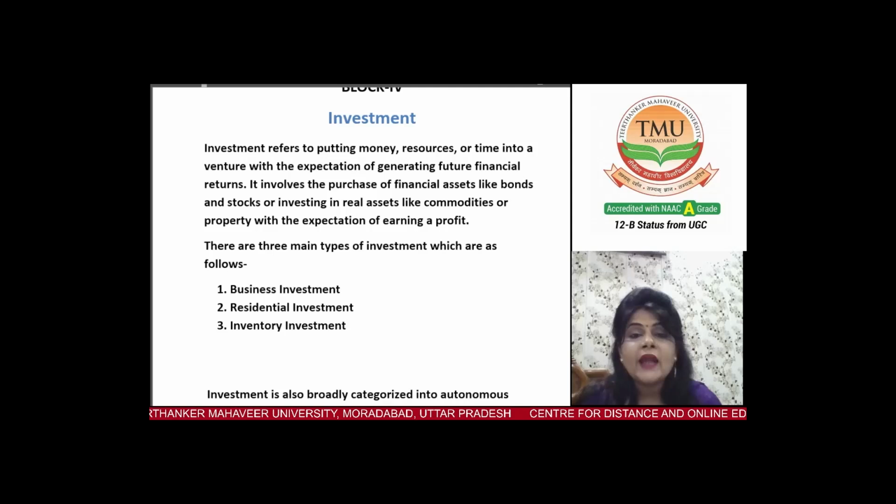Residential investment depends on many factors. Firstly, residential investment depends on the price of existing housing units. The higher the price of existing units, the higher will be investment in constructing and buying new housing units.